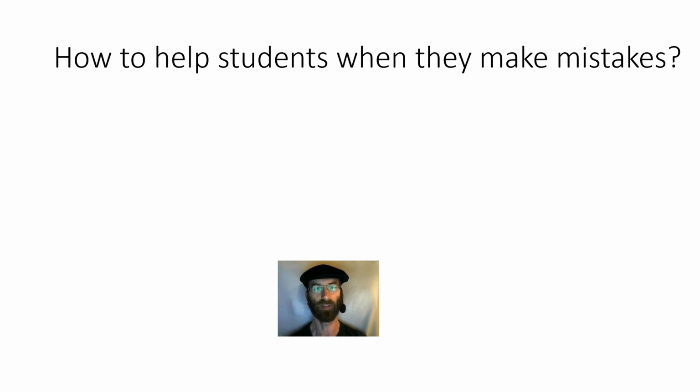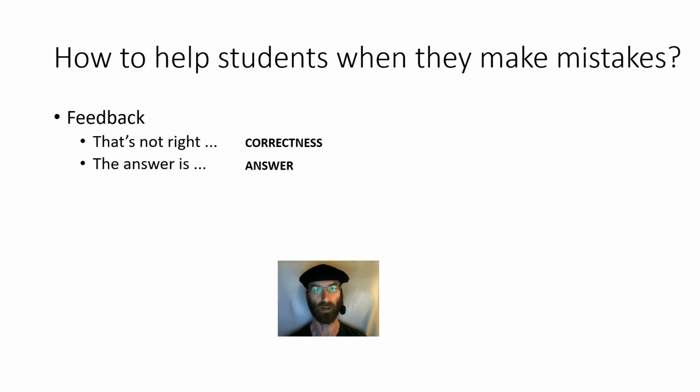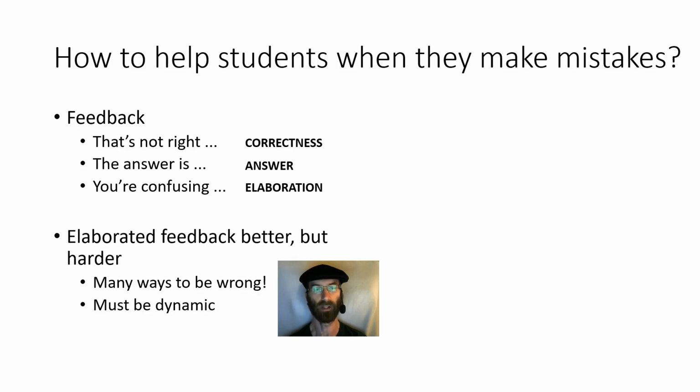It comes in many flavors like telling the student they are incorrect, telling them the answer, or explaining their mistake to them, which is called elaborated feedback. Unfortunately, while elaborated feedback is better, it is harder for e-learning to implement. Because there are many ways to be wrong, elaborated feedback must be dynamically generated.